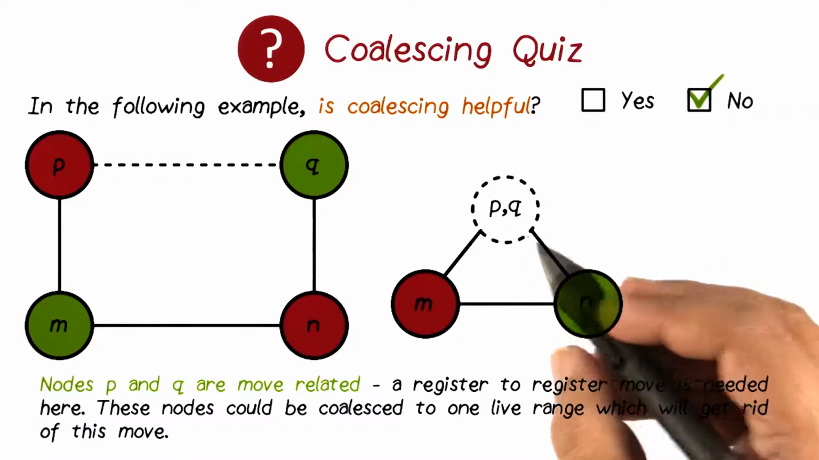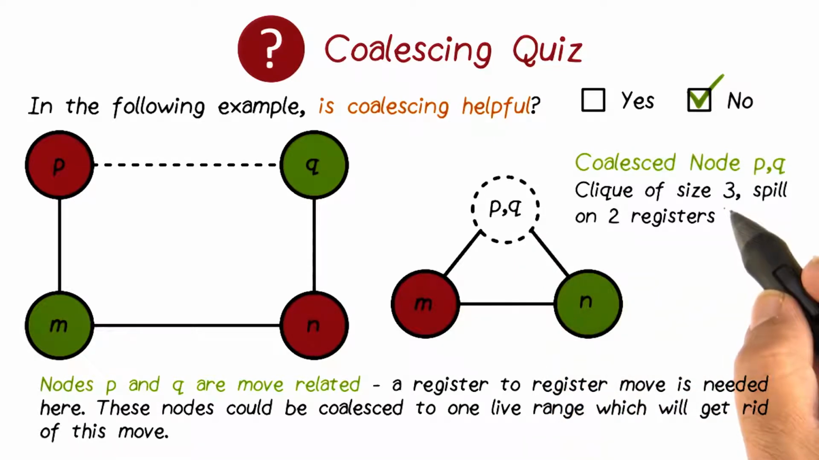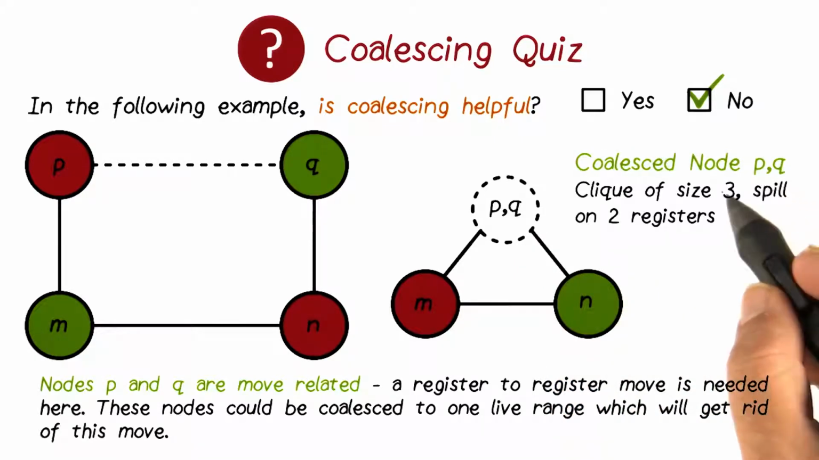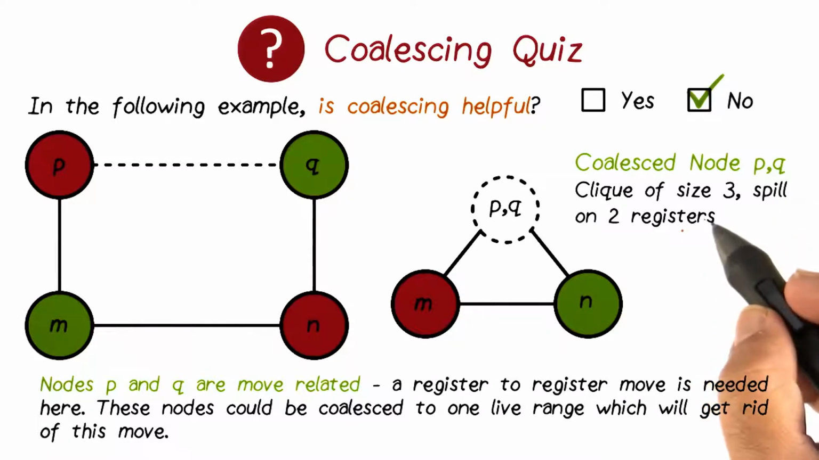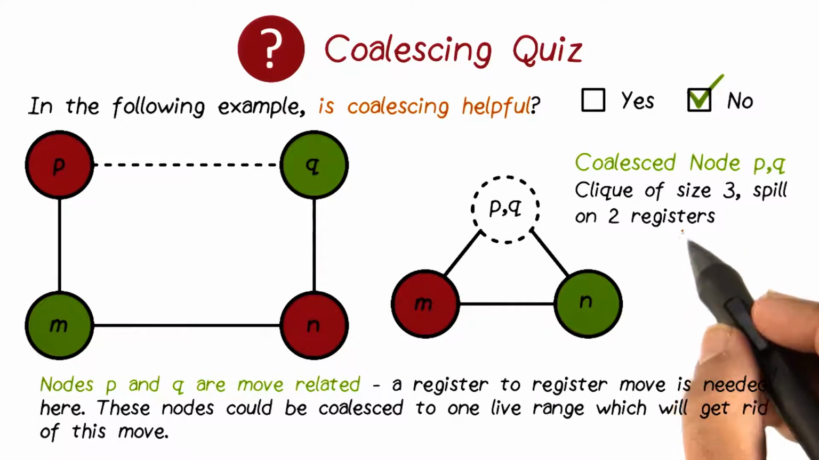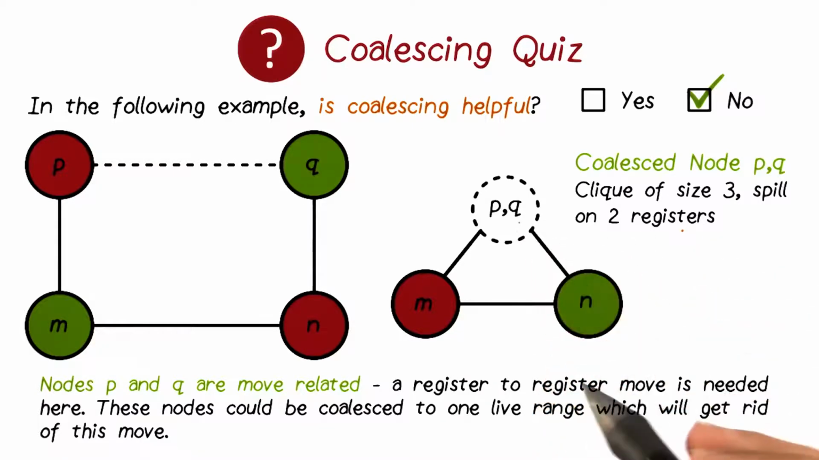If we coalesce P and Q, it will save us a move, but it will cost us a spill, lots of spills for this particular live range, and therefore it is not worth coalescing P and Q here. So again, what is the reason? Coalesced node P and Q form a clique of size 3, and it spills on 2 registers, and therefore coalescing, although it saves a move, is not worth it because it costs us spills.